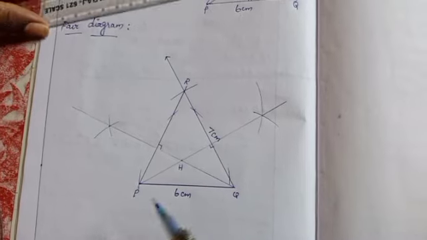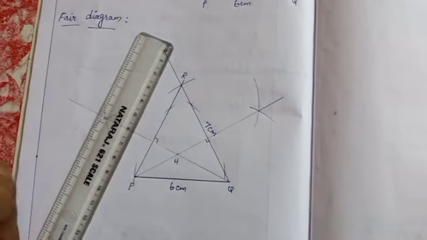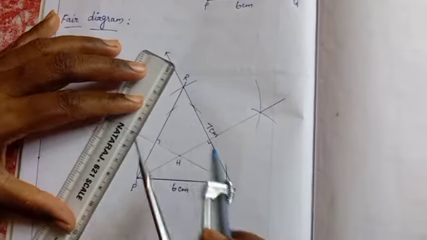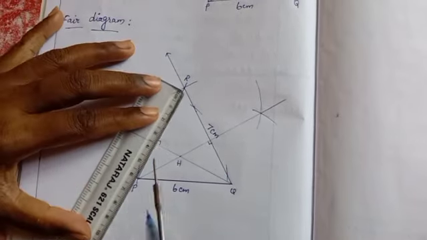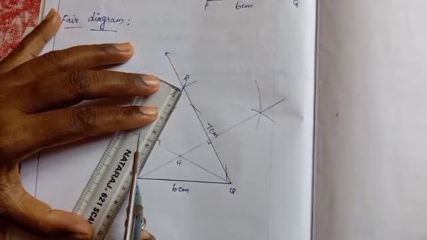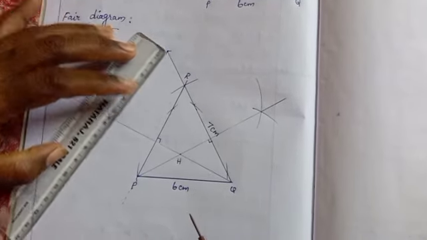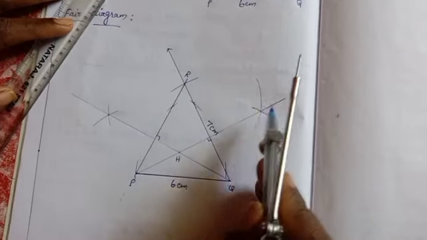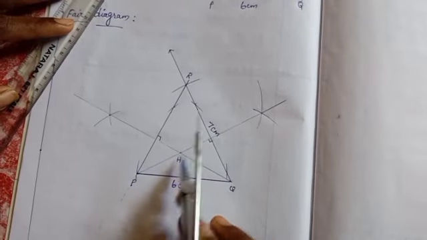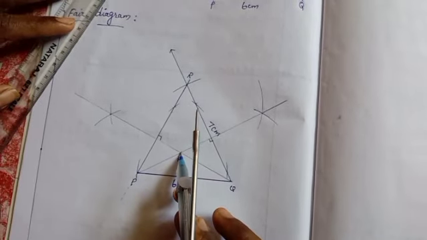Suppose the arcs move outside the triangle, you have to extend the lines. You have to extend like this. Okay students? This point of concurrency of these 2 altitudes is called orthocenter H.